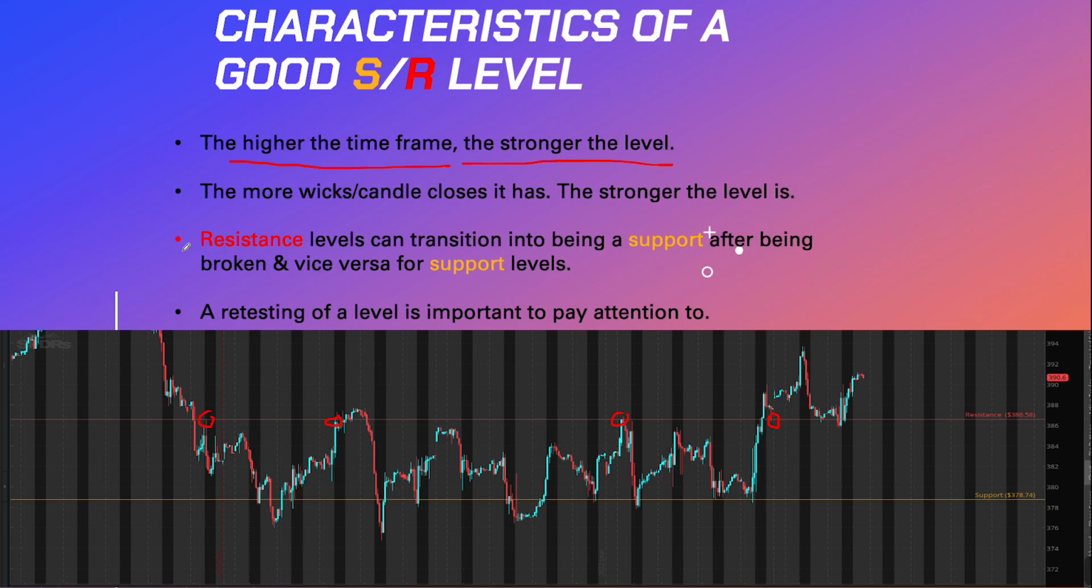So resistance levels. The third thing to keep in mind after those two for finding strong levels, these kind of go hand in hand. The higher the time frame, the stronger it is. The more closes it has, the stronger it is.